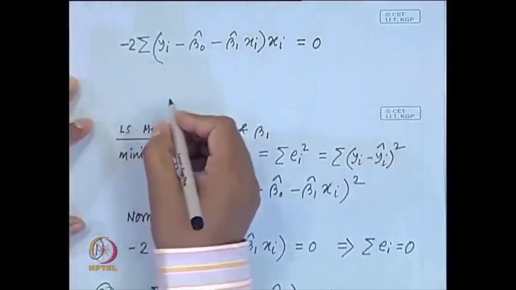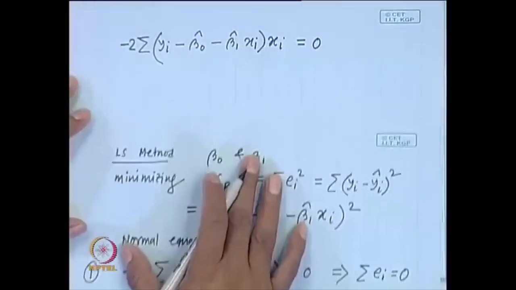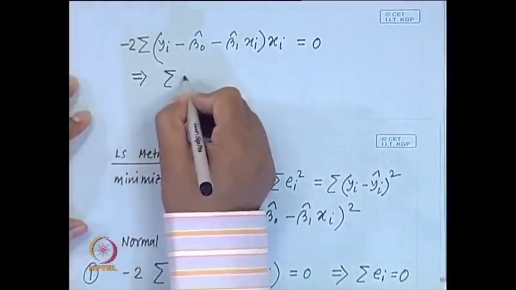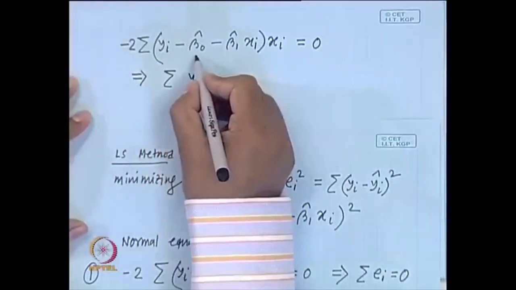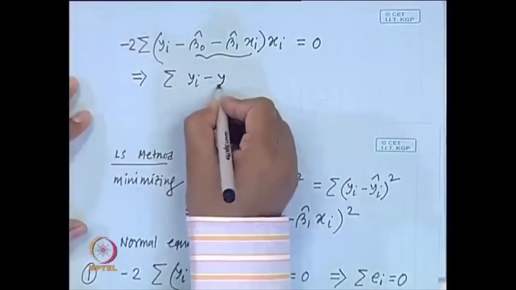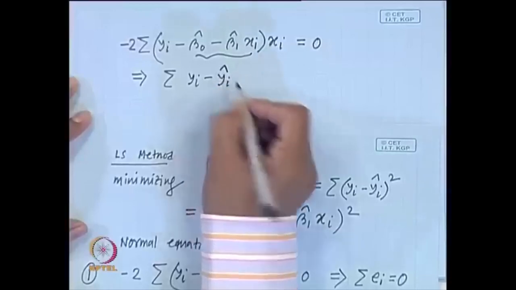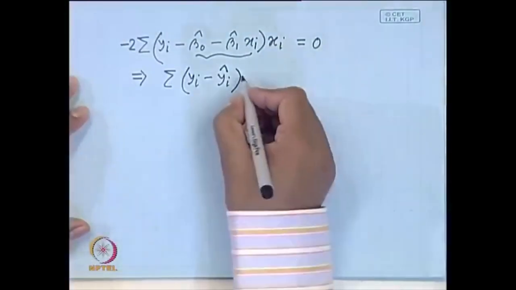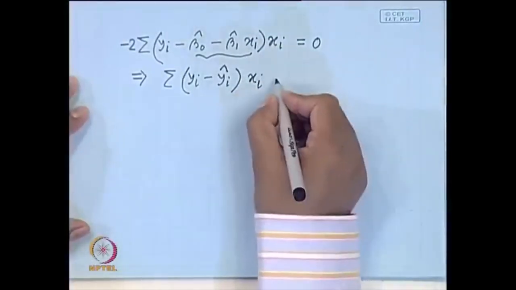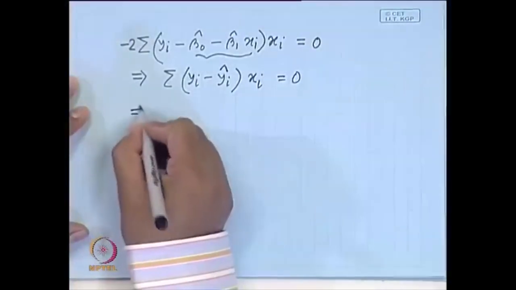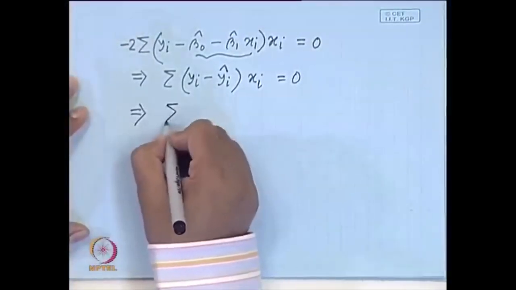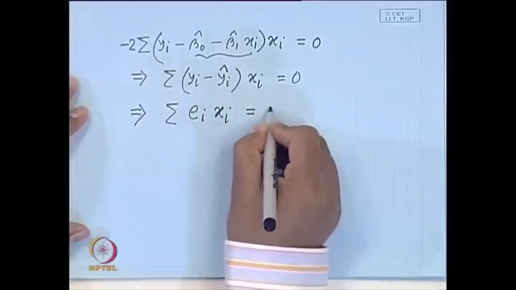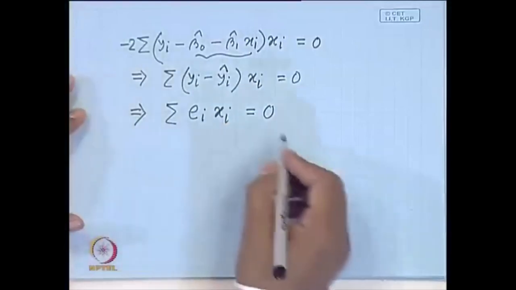This is the second normal equation, and this one is nothing but the summation of (y_i minus y_i hat) into x_i equal to 0, which implies the summation of e_i x_i equal to 0, which is the third property.